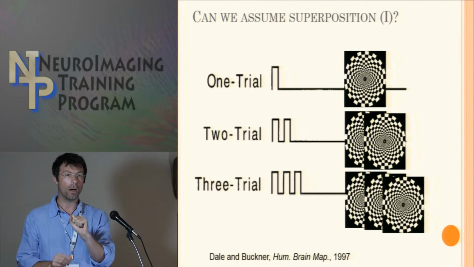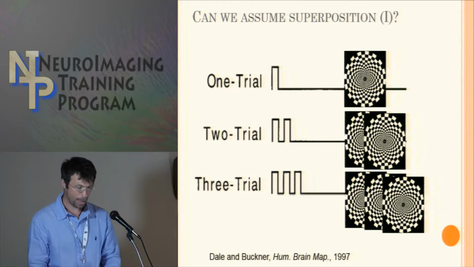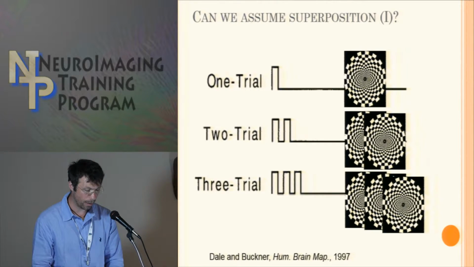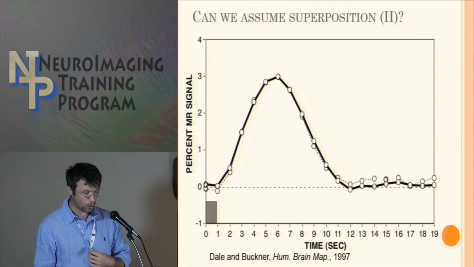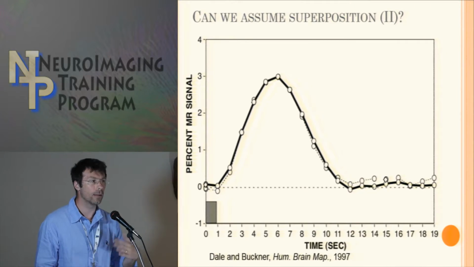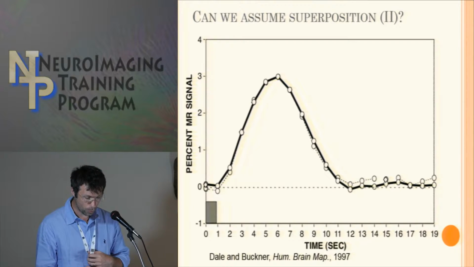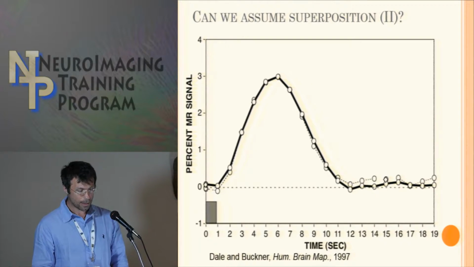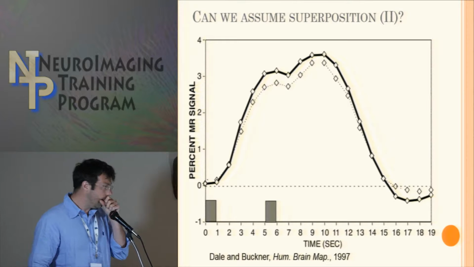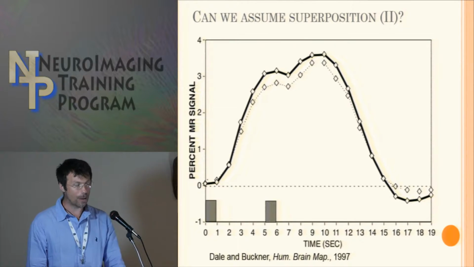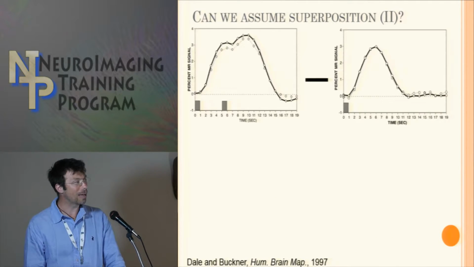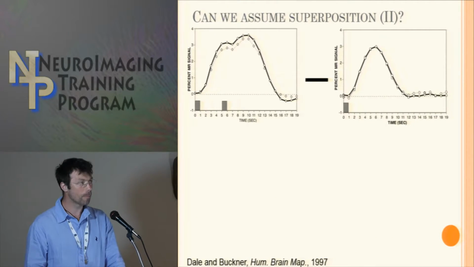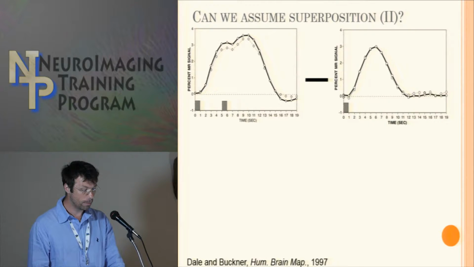Dale and Buckner bothered to look at this. They had a simple but interesting experimental design. Sometimes they had a single visual stimulation, this is the one trial. Then sometimes two trials, one a little bit after the other, and sometimes three trials, on, off, on, off, on, off. You can see it here: one, then two with a little break in between, and then three each with a little break in between. If you take the response to one trial, there it is, and you see there are two lines. I think it's even trials and odd trials, so nothing you need to worry about.